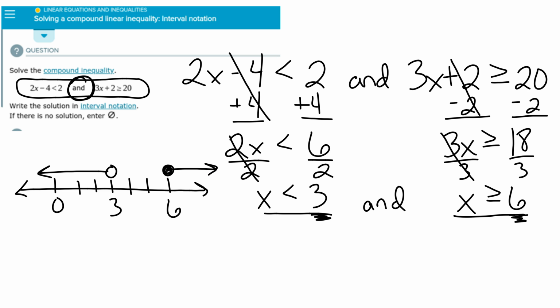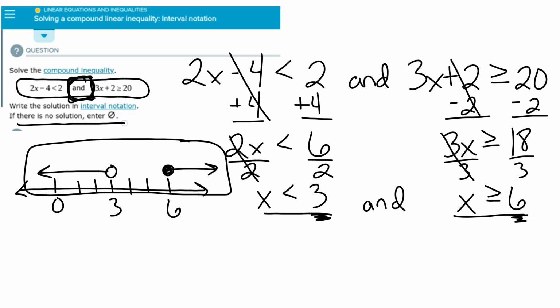Now notice that there's nowhere where my arrows overlap. In fact, they're going in opposite directions and there's a space in between them. So because there is no place where both of these inequalities are true, remember and means that both have to be true, then that means that there is no solution. So I use this circle with the slash through it, indicating no solution. And my answer to this question is no solution.